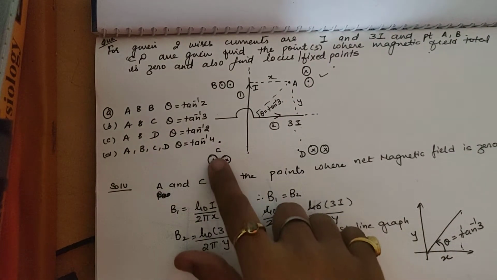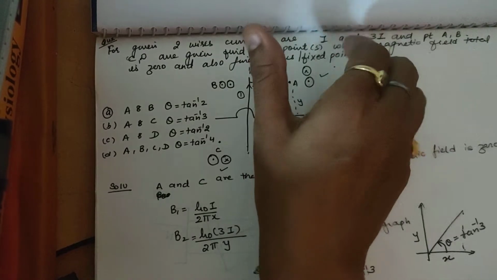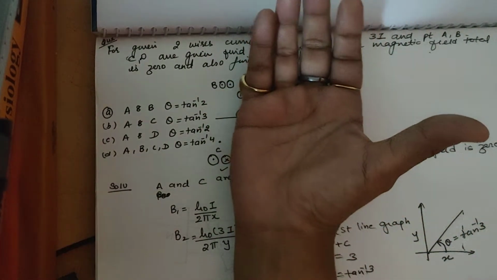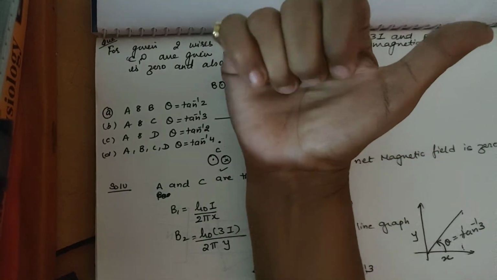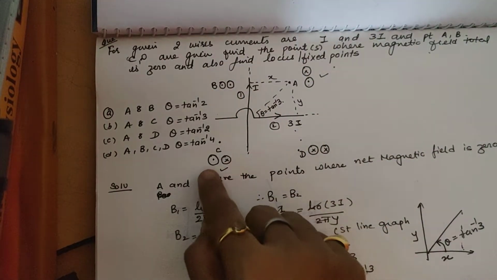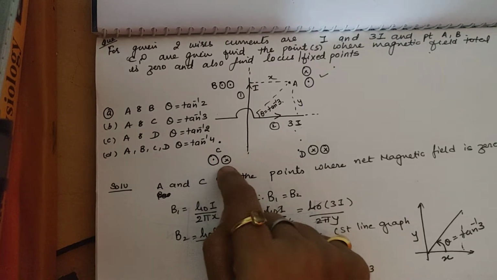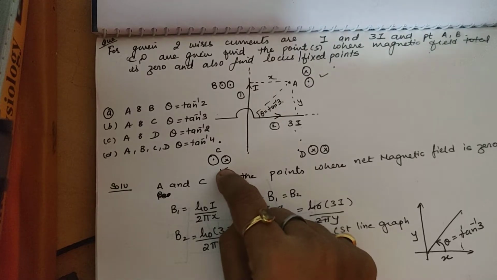Now come to the C point. For the C point you can see that this is in the upward direction. Now for the other wire at the C point, this is in the downward direction. So one is in the upward direction, another in the downward direction, so here there is again a possibility that the field intensity is 0.